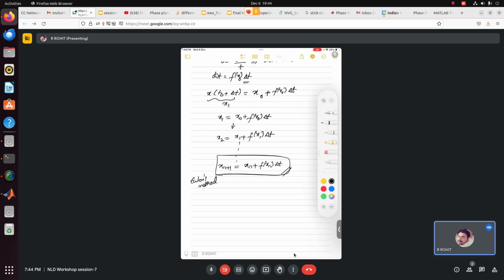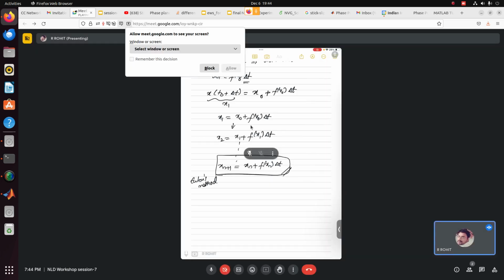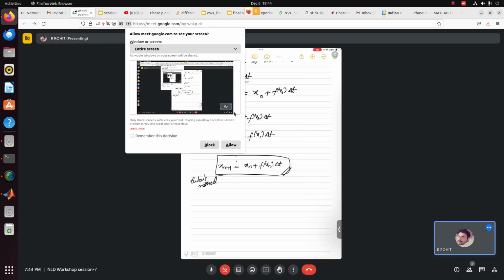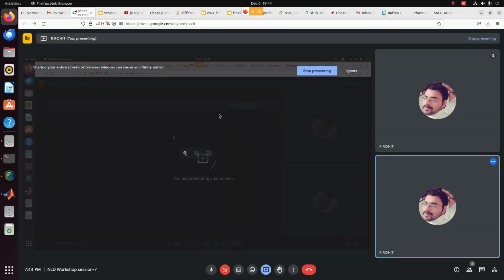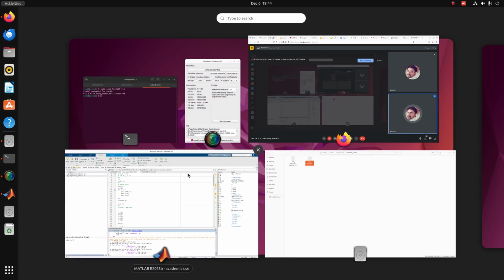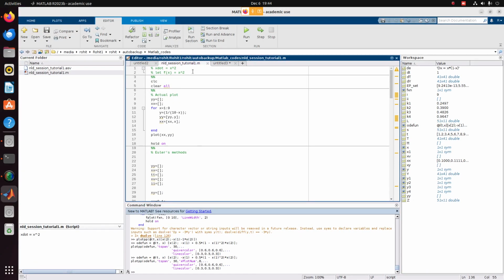Now we will try to use this in a code and see how this behaves. I will share the screen once again. Yeah, so I will just show you in MATLAB. I hope for the previous session with Shruti you were installing MATLAB. Initially, say I just want to plot an equation of the form y equal to x square.